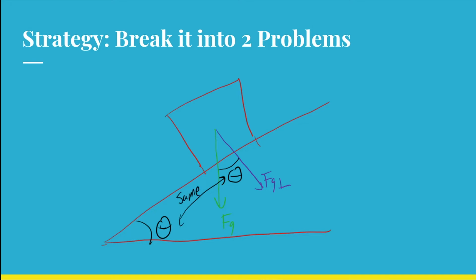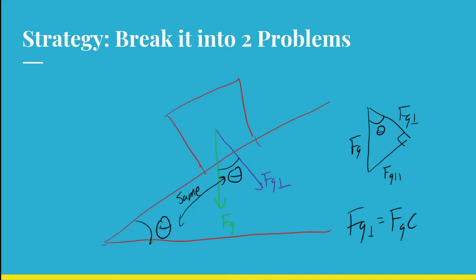So now that we have our right triangle, and I'm not going to draw it with different colors anymore just because it'll take too long. So let's say we have the total force of gravity here. We have the force of gravity parallel here, and then the force of gravity perpendicular here. And if we know this angle theta, we can figure out that the force of gravity in the perpendicular direction is just the force of gravity times cosine of theta. And then the parallel is the force of gravity times sine of theta.